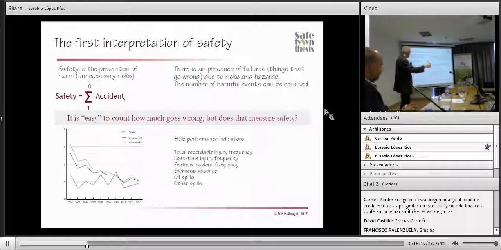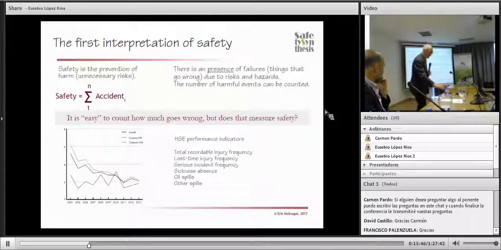And the indicators are total recordable injury frequency. So how many injuries you have. It's lost time injury frequency. How much time have you lost? It's serious incident frequency. It's sickness absence. It's oil spills, it's other spills. So all the measures of safety are the measures of when there is no safety, not the measures of when there is safety.